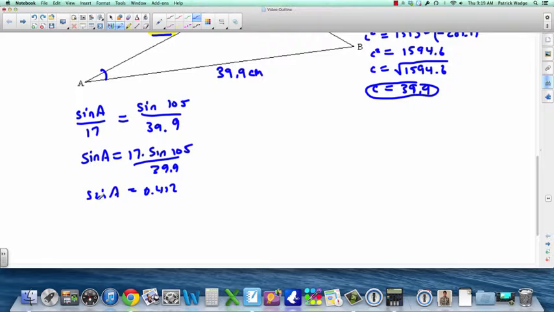0.412. That's what sine A is equal to. How do we get what A is? We do inverse sine, or arc sine, of 0.412. And if you put that in your calculator, you'll get 24 degrees if you round it to the nearest whole angle.